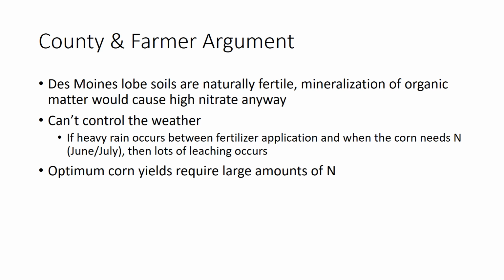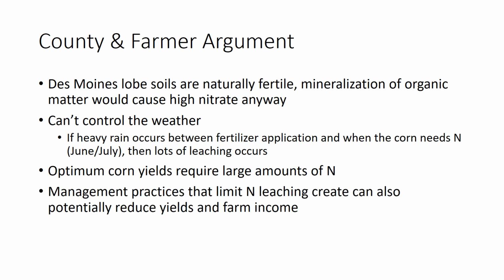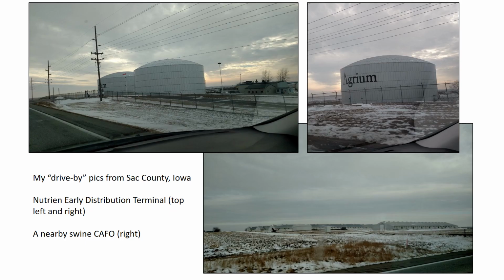And also, in order for them to get the optimum corn yields, it requires a lot of nitrogen. So they can't apply just a small amount. They have to apply a lot to actually get those optimum yields. And they claim that management practices that limit nitrogen leaching would also potentially reduce yields and farm income.